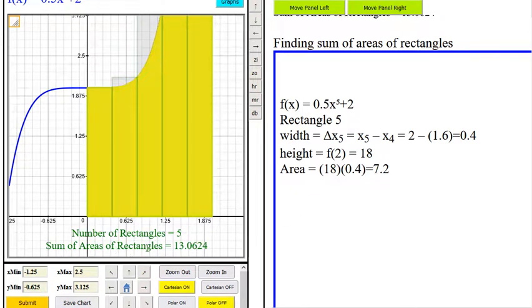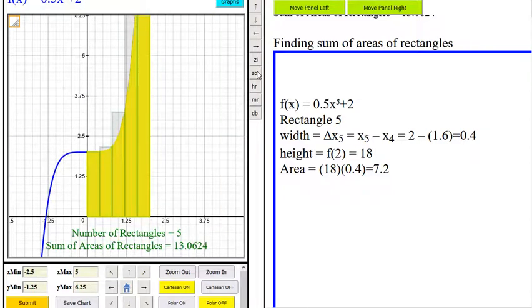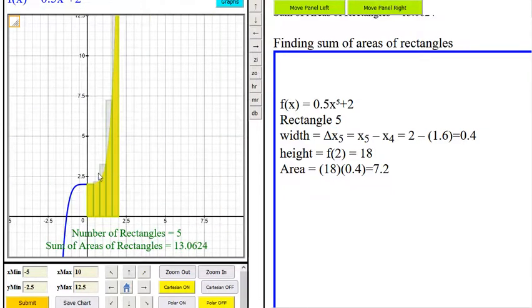And if we add the areas of the 5 rectangles together, then we'll get 13.0624. And so the area of the shaded region is approximately 13.0624. But notice that the rectangles we're using with the right endpoint method are outside of the shaded region. And so this number right here, 13.0624, will be higher than the actual area of the shaded region.